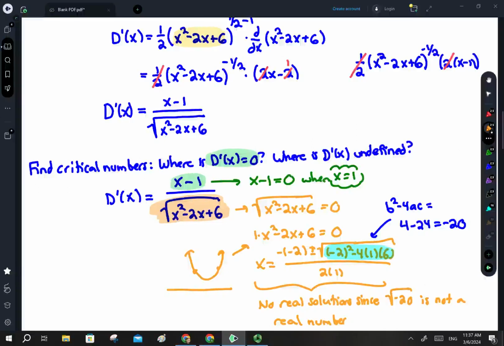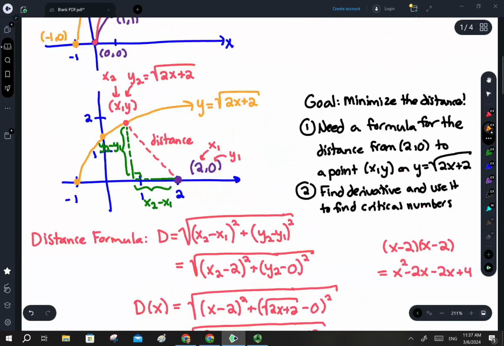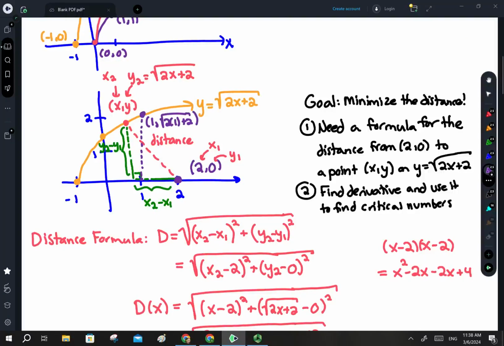And if we go back and look to our graph, that critical number was at x equals 1. So the point that that critical number corresponds to is 1 comma the square root of 2 times 1 plus 2, which is 1 comma the square root of 2 plus 2, so the square root of 4, which is the point 1 comma 2. And it certainly looks like from my graph that that's a reasonable answer that would minimize the distance.